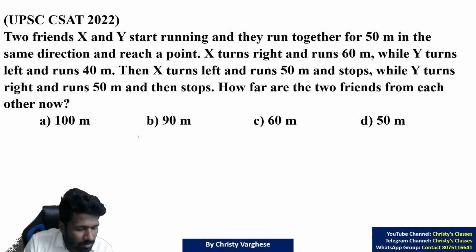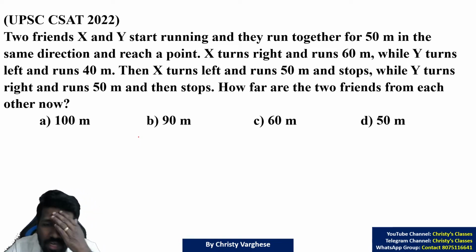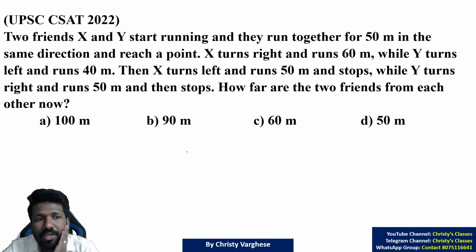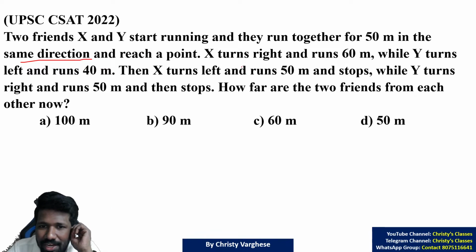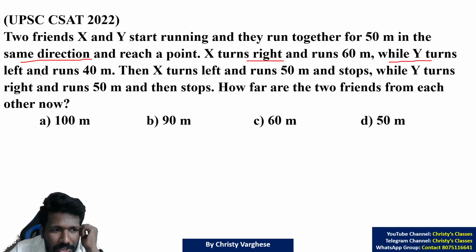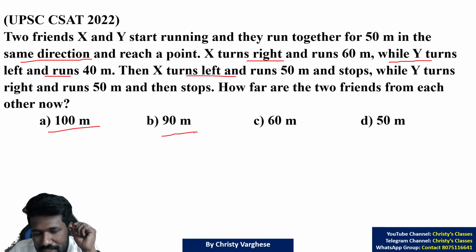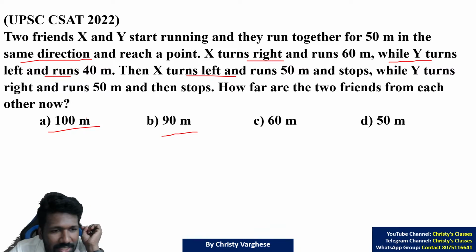Okay, due to lack of time, I will start explaining. Two friends x and y start running and they run together for 50 meters in the same direction. As no direction is mentioned, you can go in any direction actually, because if you read further you will understand that there is no mention of north, south, east and west anywhere in the question or options. So north, south, east, west does not matter, only the distance matters.